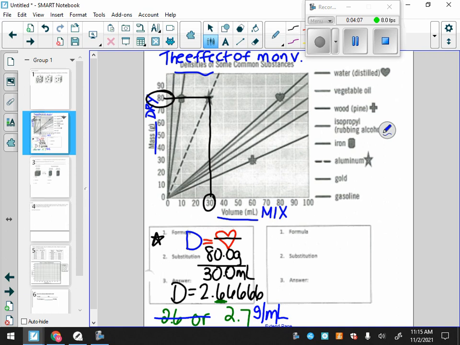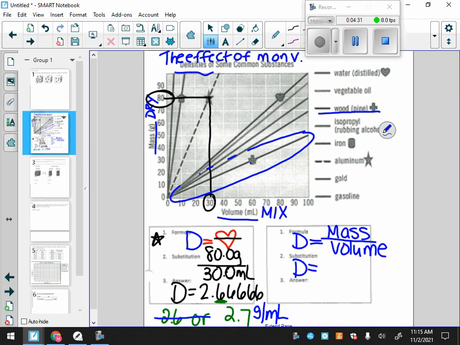Let's pick another one. Let's get a line that's lower than the aluminum. I like this line. This line is the wood pine. So let's find out what that is. The density formula doesn't change. Density is equal to mass divided by volume. Second step is to substitute. How do we substitute? You have to find the mass. So here's your dot. Go over to the mass. Oh, well, my mass is 30. That would be naked. You need to add grams. What's my volume? My volume is 60. It's saying milliliters. I'd like it to say centimeters cubed, but that's okay. We'll stick with milliliters.